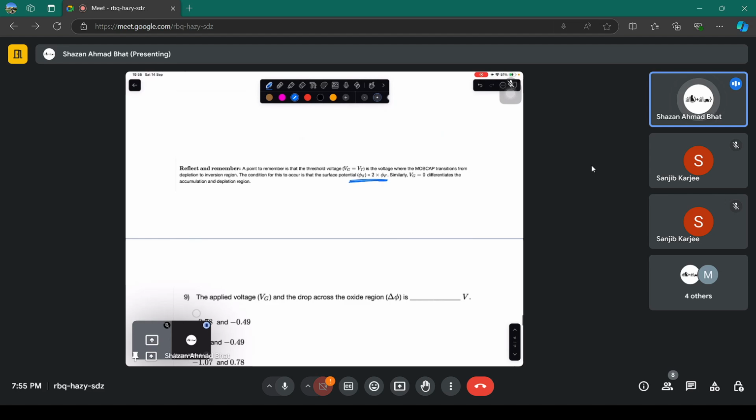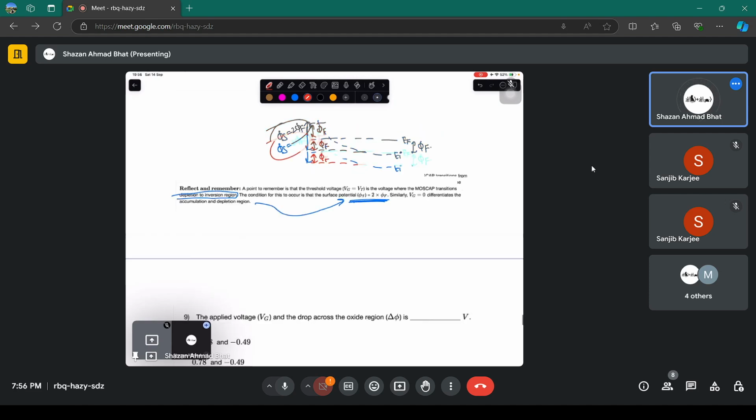I think I covered initially that the transition from depletion to inversion region happens whenever the surface potential is two times the Fermi potential. That means the Fermi level crosses this intrinsic level. This is the intrinsic level, this is the Fermi level, and this particular thing becomes two times that of the Fermi potential. Why two times? Because it is just like this. Phi F, Phi F. So the surface potential is two times that of Phi F.